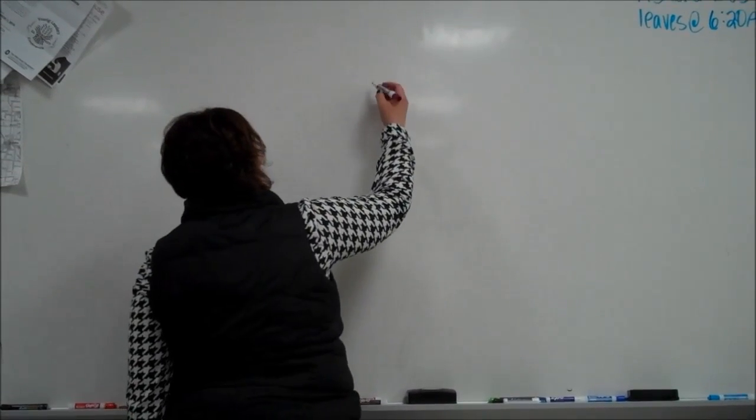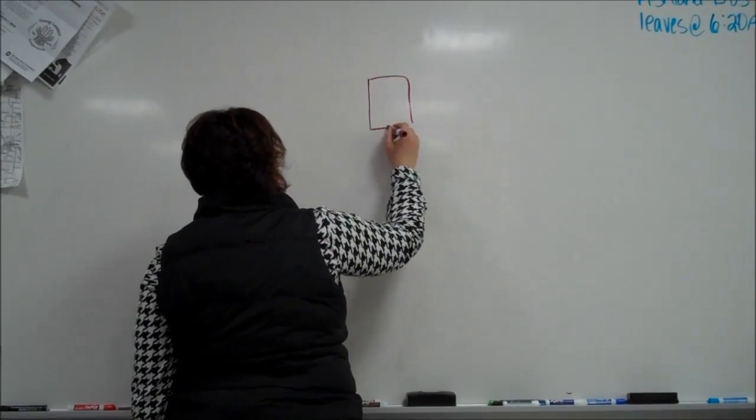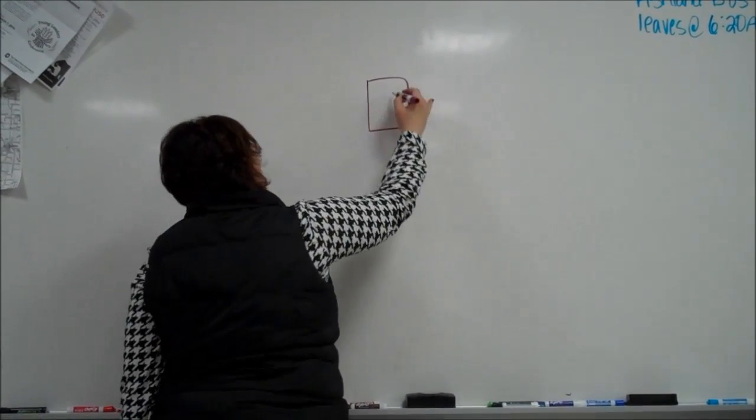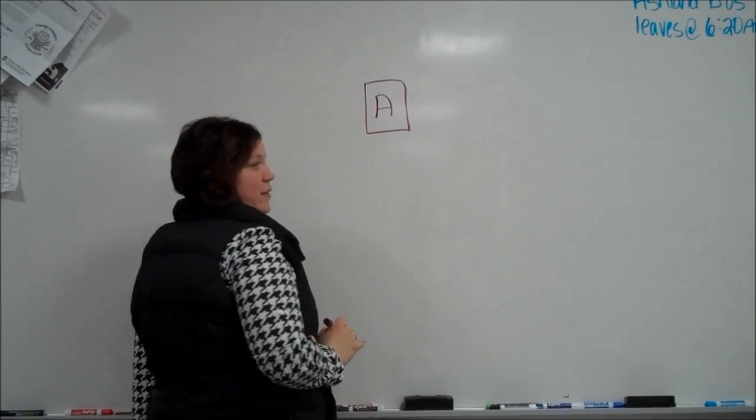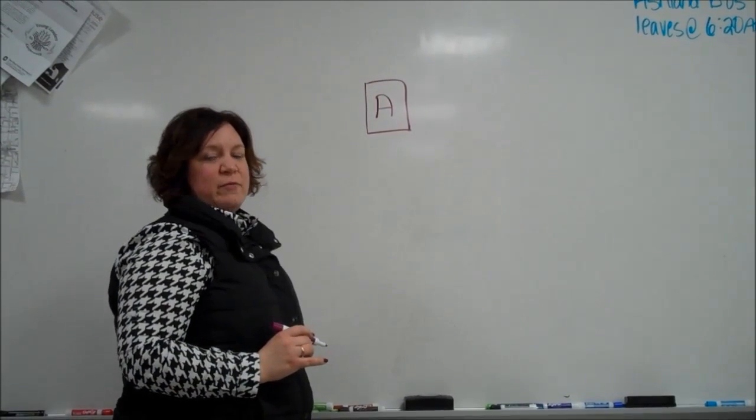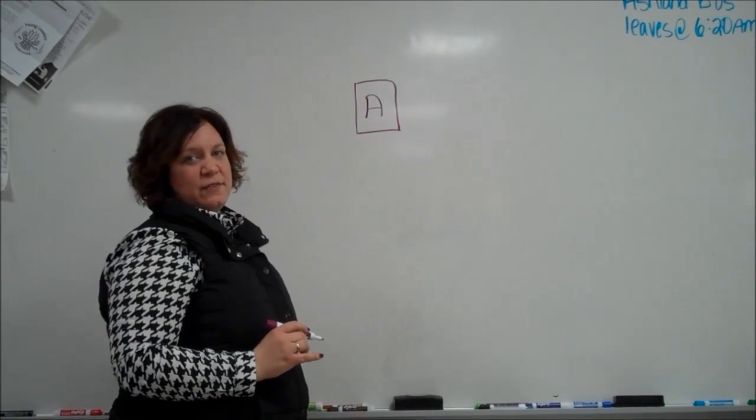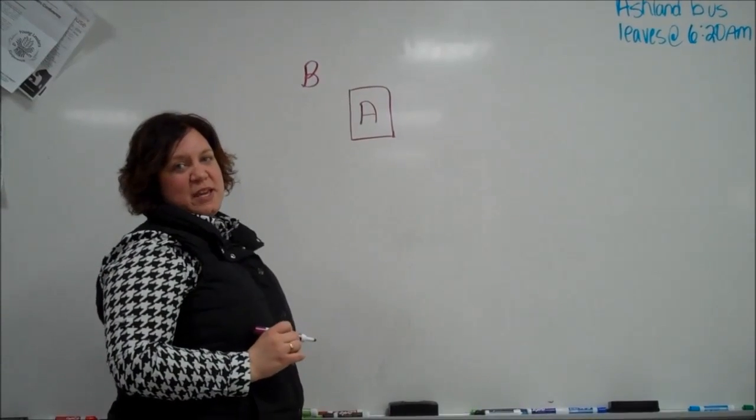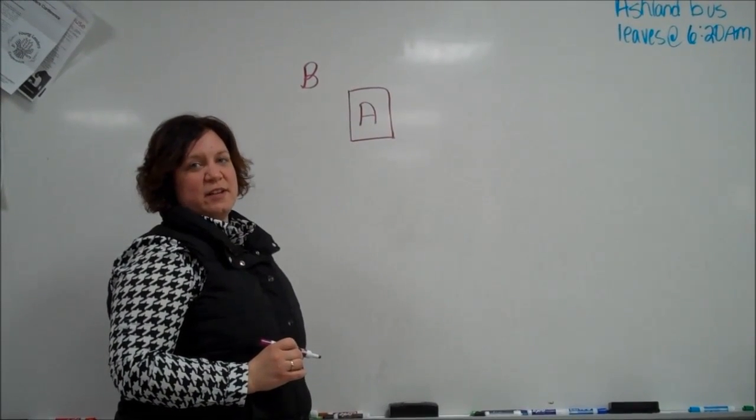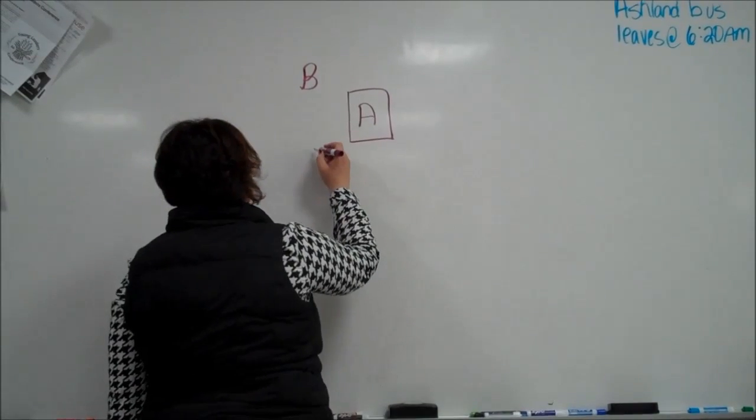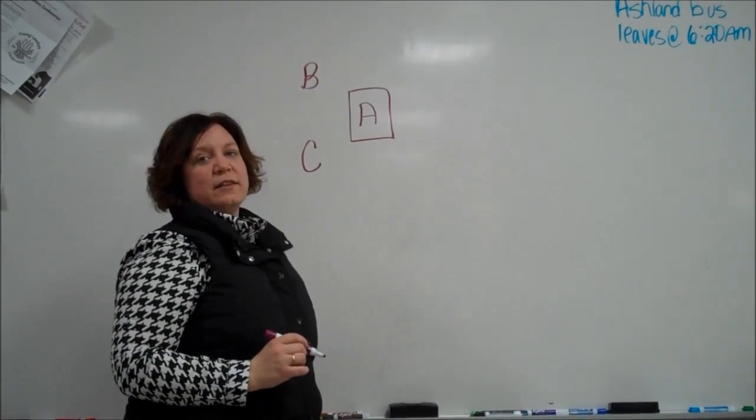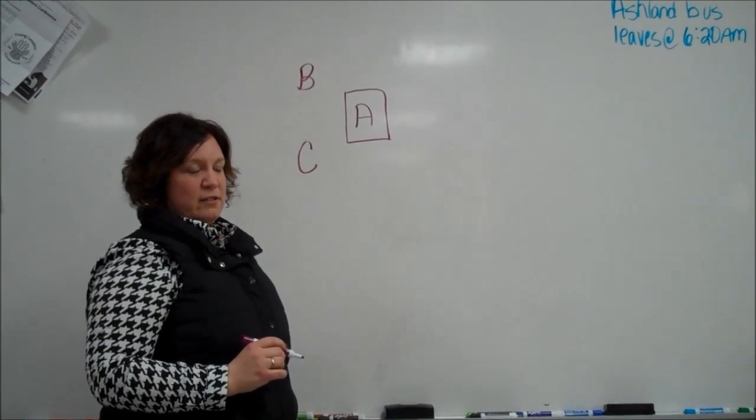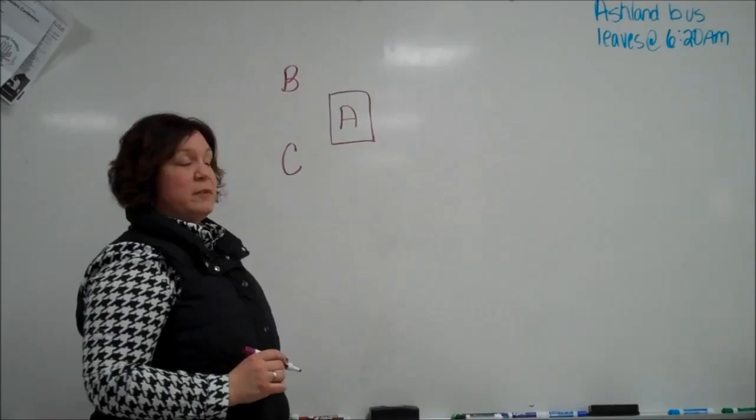To start, we have what we call a Pearson's square, and we will put the letter A inside of our Pearson's square. The letter A will represent the percent protein needed in the feed ration. Letter B represents the protein content of ingredient 1. Letter C is the protein content of the second feed ingredient. Now we will start learning the formulas.